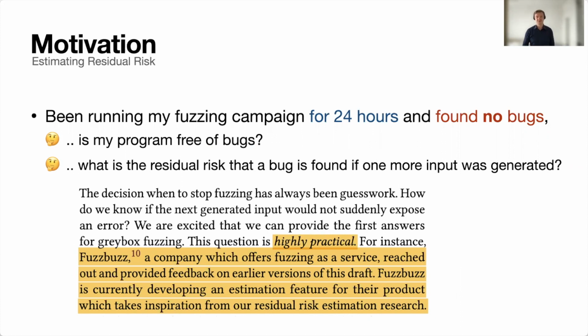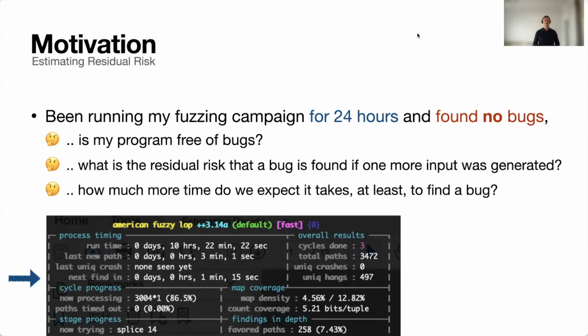And so this question is actually highly practical. While we were conducting this research, Fuzzbuzz, a company which offers fuzzing as a service, reached out. They're currently developing an estimation feature for their product, which directly takes inspiration from our research. And if we can estimate the probability that a bug is found if one more input was generated, we can also estimate the number of test inputs we would expect to generate before finding a bug. And knowing the average time it takes to generate a test case, we could also estimate the time we expect it takes to find a bug. And so we were exploring an integration of this estimation into AFL++, and we continue to see if we can integrate it together with the AFL++ crew.